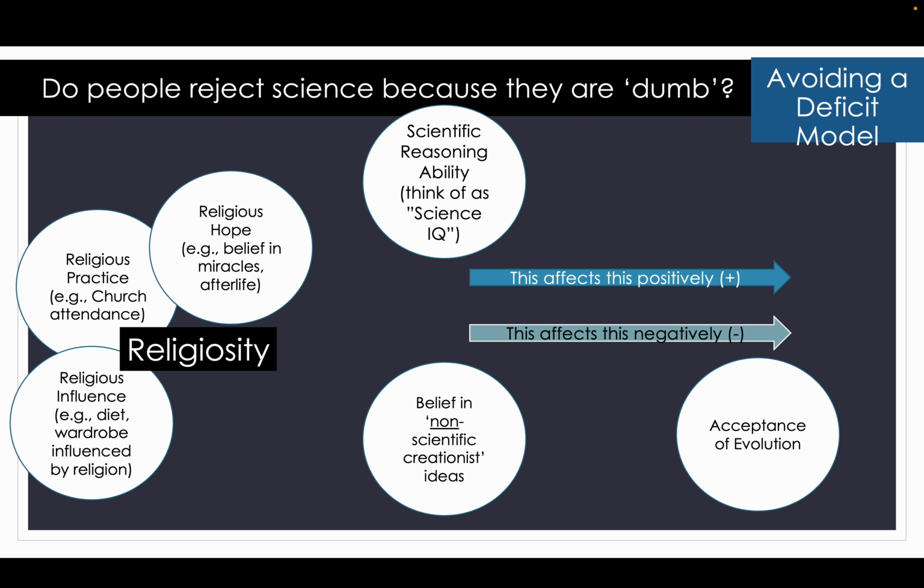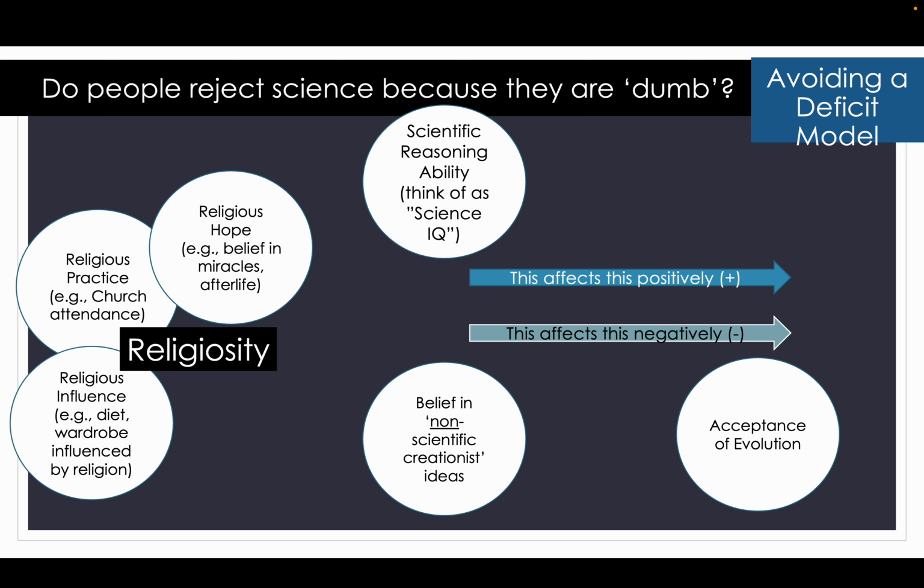And so we actually ran this study to look at the relationship between religiosity, so you can read what that is, and then belief in non-scientific creationist ideas about the Earth, like the Earth is less than 10,000 years old or something like that, and then evolution acceptance. And then we looked at people's science IQ, the scientific reasoning ability test that you guys took. And then we looked to see what the relationship was.